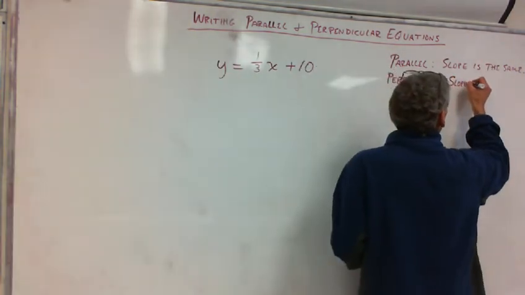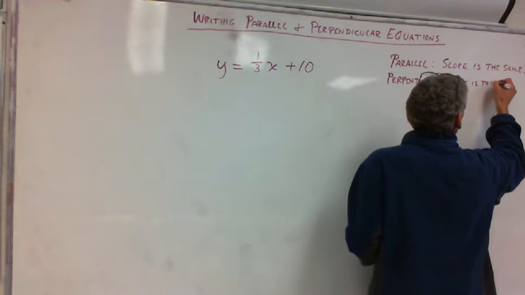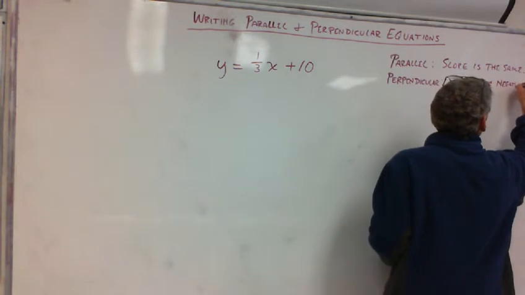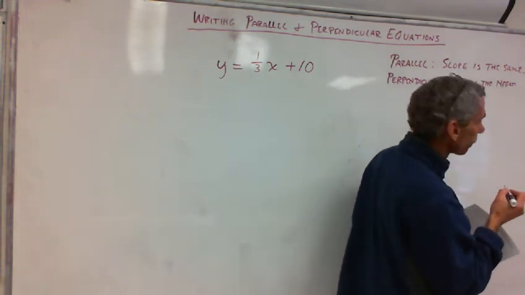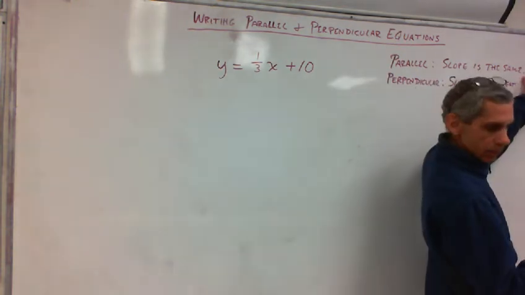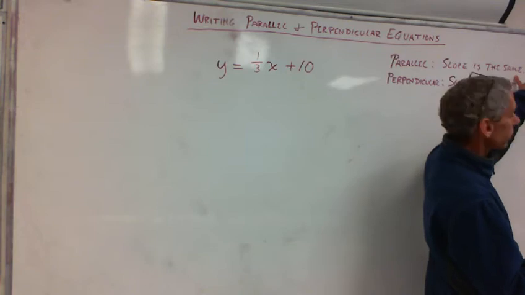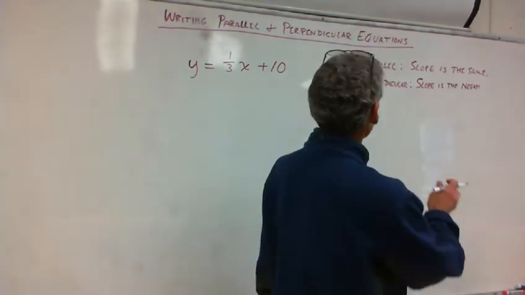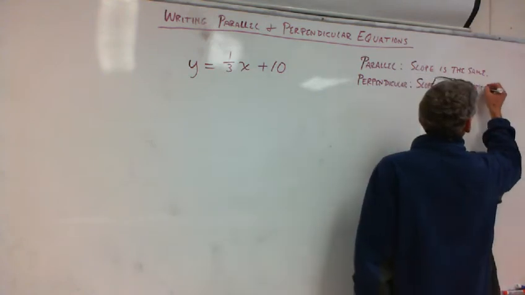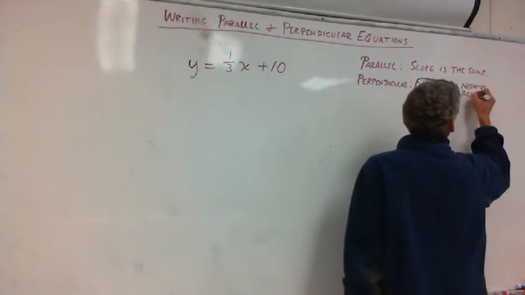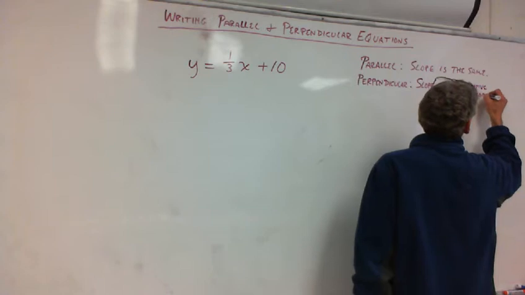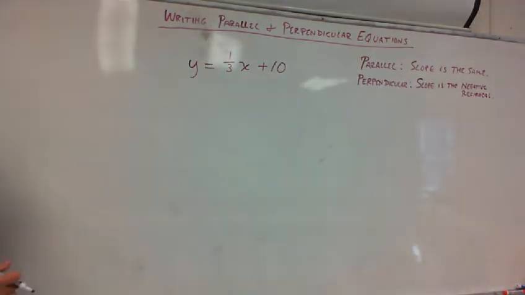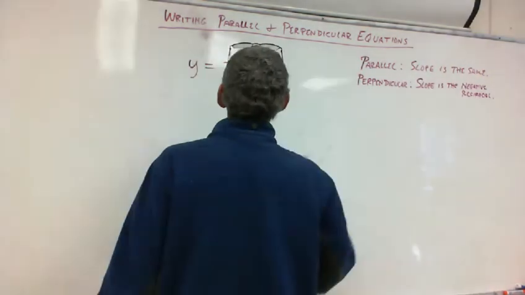The slope is the negative... is this on, am I going off the board? I'm going to move this a little bit, then I don't have to worry. Okay, perpendicular slope is the negative reciprocal. Negative reciprocal. You guys writing this down? Yes. The slope is the negative reciprocal if it's perpendicular.